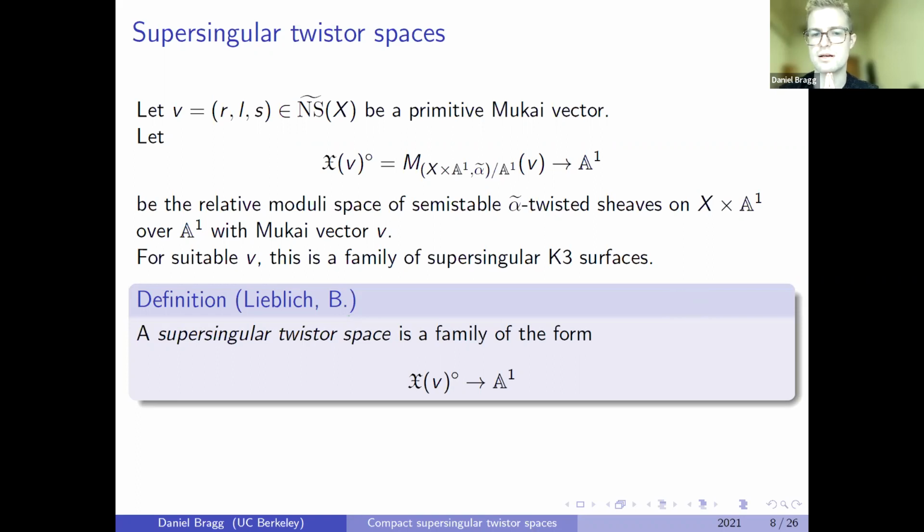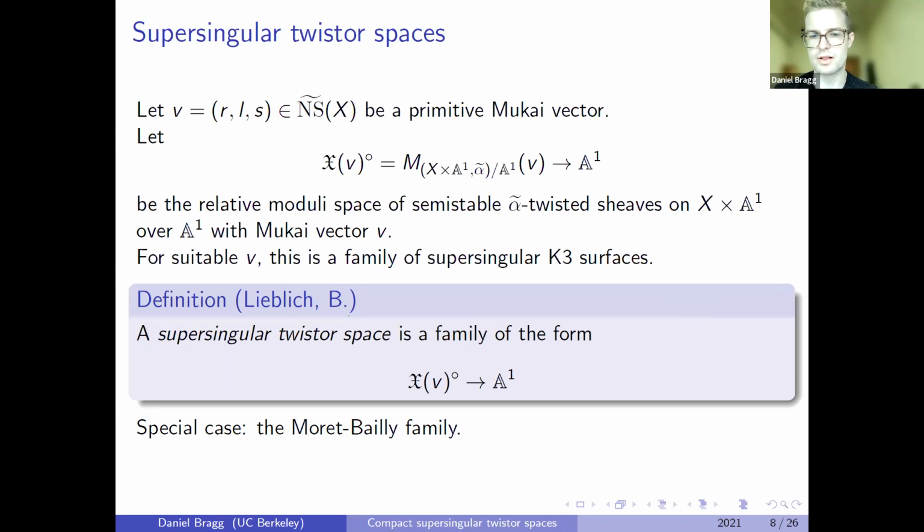You can think of it as the universal setting. You have a twisted supersingular K3 over A1, where the underlying supersingular K3 is just X cross A1, so it's isotrivial. But the Brauer class is non-isotrivial. And then when you take this moduli space, if you take an appropriate V, the non-isotriviality gets transferred into variation in the moduli spaces.